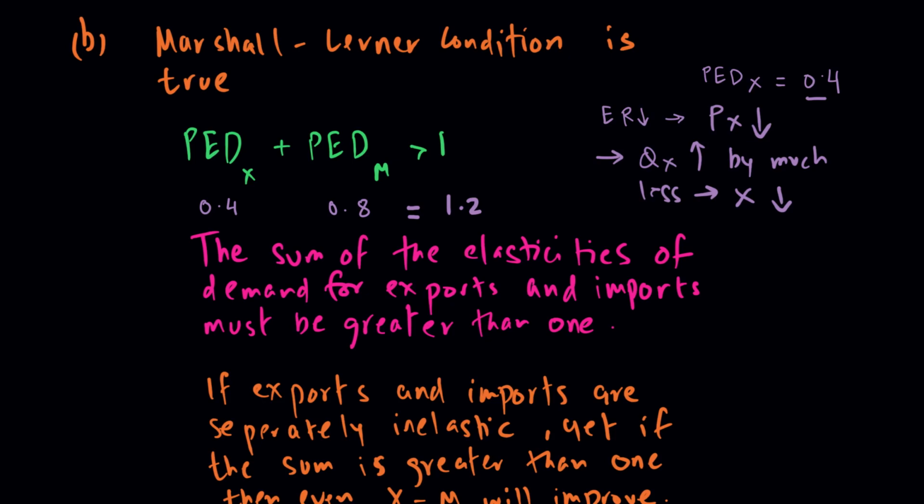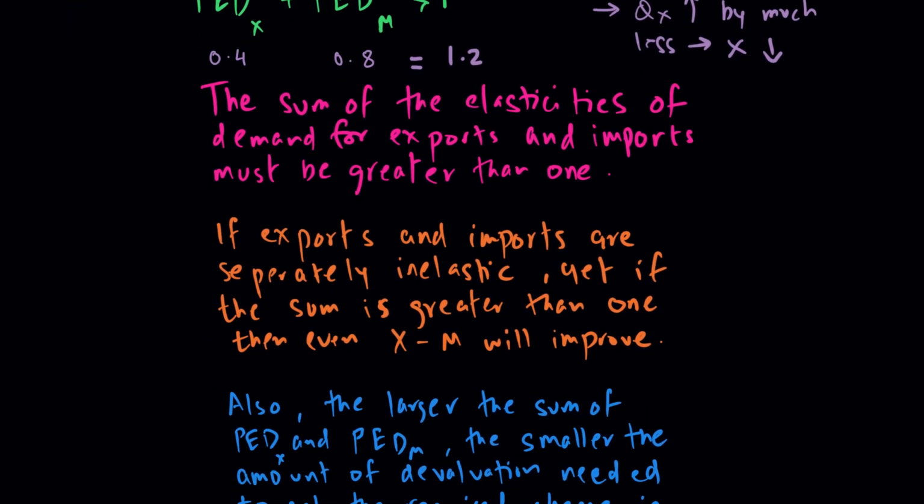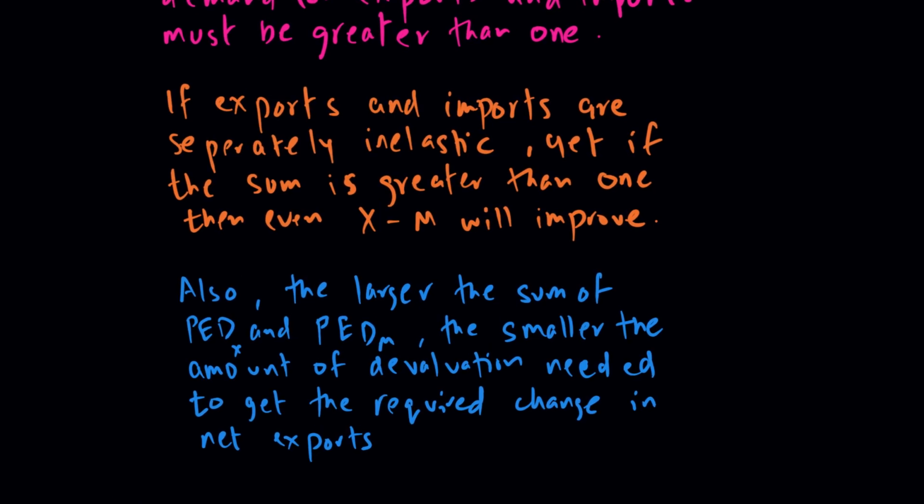Also, one more thing which we need to understand is that the larger the sum of PED of x and m, the smaller the amount of devaluation needed to get the required change in the net exports. So what do we mean by this? Basically, it says that as long as the sum is first of all greater than 1, devaluation will work. But what if the sum is a lot more than 1?